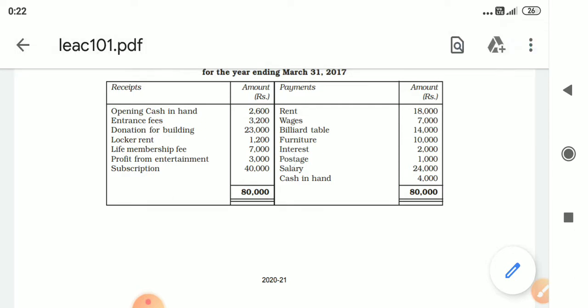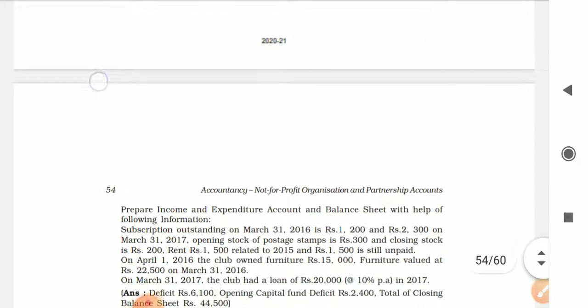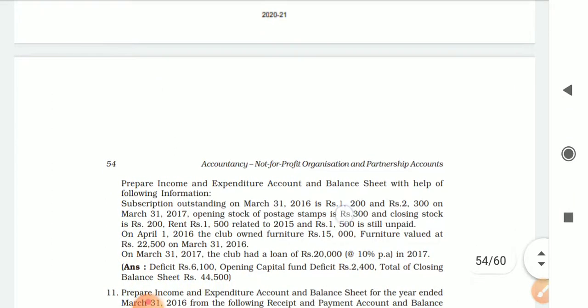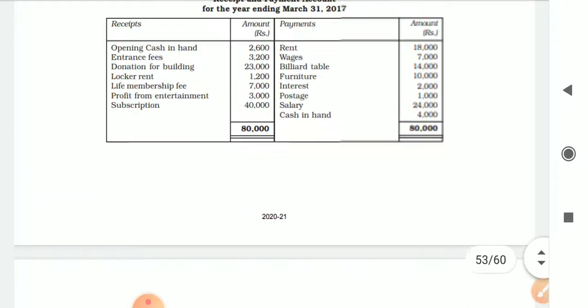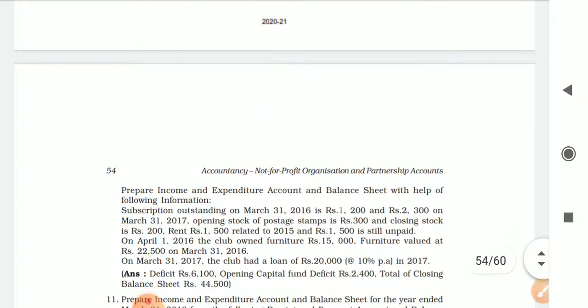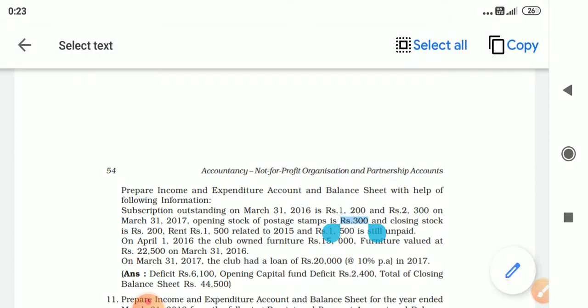Coming to postage, you have to do opening stock of postage stamps. What is opening stock of postage stamp? 300 plus purchases 1,000 minus closing stock of postage stamp 200. The net amount is cost of postage stamps consumed. This will appear in the expenditure side. 300 will appear in the opening balance sheet asset side, and 200 will appear in the closing balance sheet asset side.